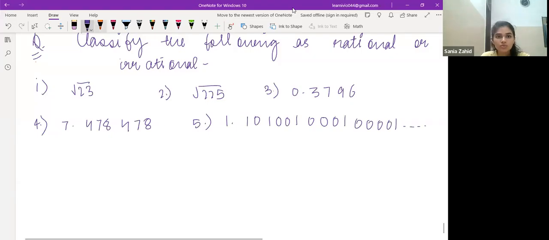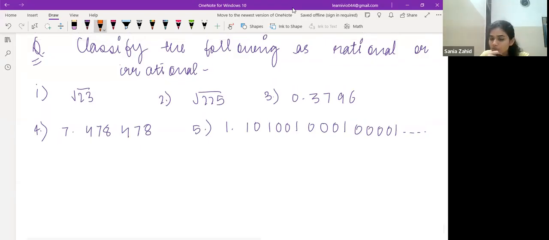Ma'am, we have done this as an assignment. Yes, ma'am. You have given this assignment to us. Okay, I did give this for assignment. So no problem, we can discuss it. Even the assignment questions are to be discussed, right? So what about the first one, children? Do you think it's a rational or irrational number? Irrational. Right, this is irrational.